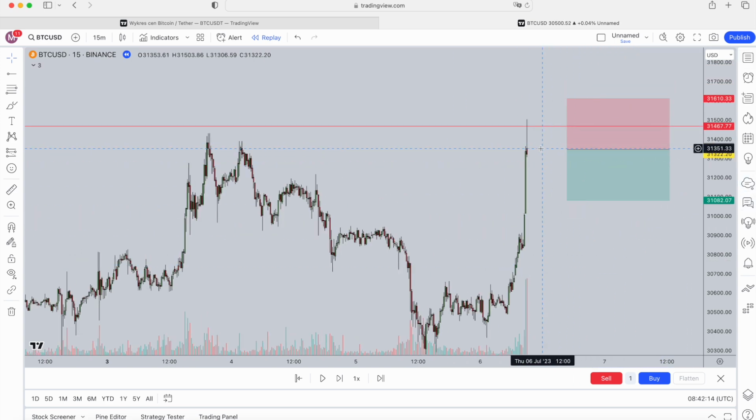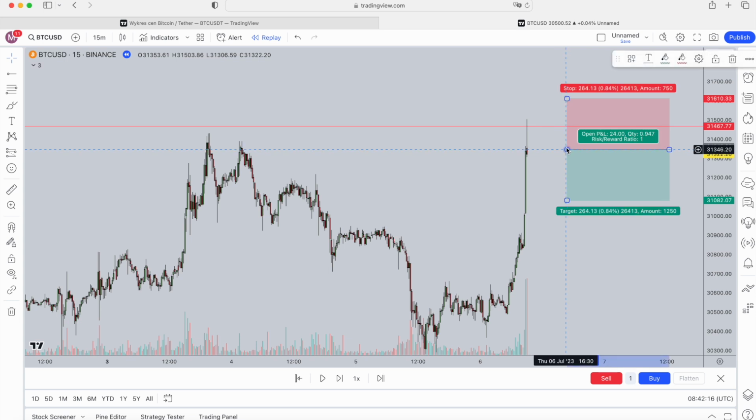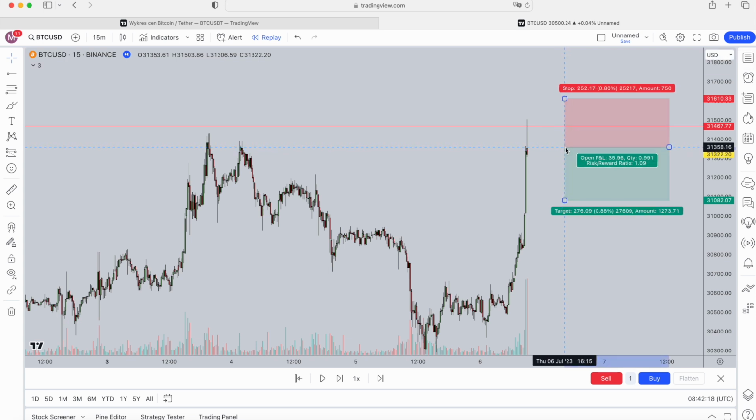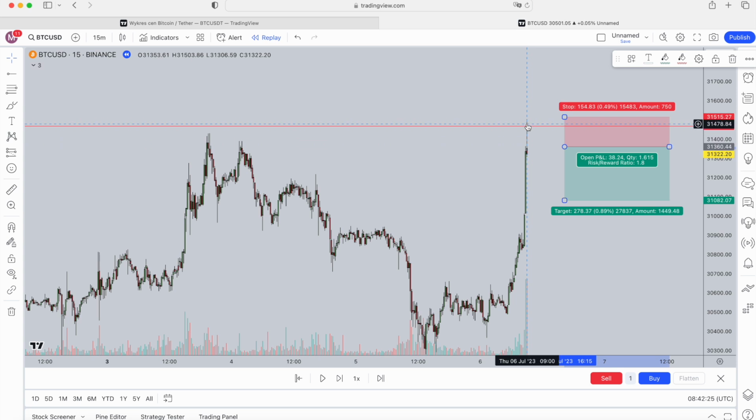So I entered around here, in this case at 31,350, and I would put the stop above the wick. So I saw where the buyers were able to push the price higher. I also saw how sellers stepped in and pushed the price lower on a heavy volume, which is for me a confirmation that sellers might now be in control.